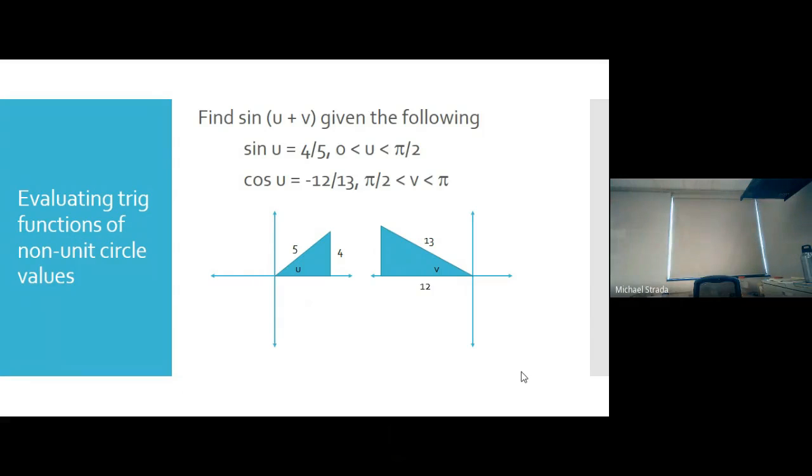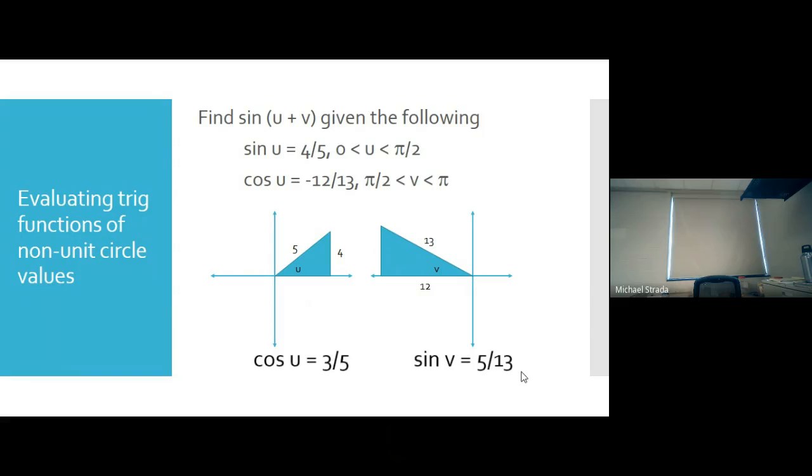All right? So this is u. They tell you u is between 0 and pi over 2, so it's in quadrant 1. In the homework, they'll tell you what quadrant it's in. So there's the 4 and there's the 5 representing the sine. You then use either Pythagorean theorem or triples to get your missing side. Same thing over here. They tell you v is in quadrant 2. There's the 12 for the adjacent, and there's the 13.